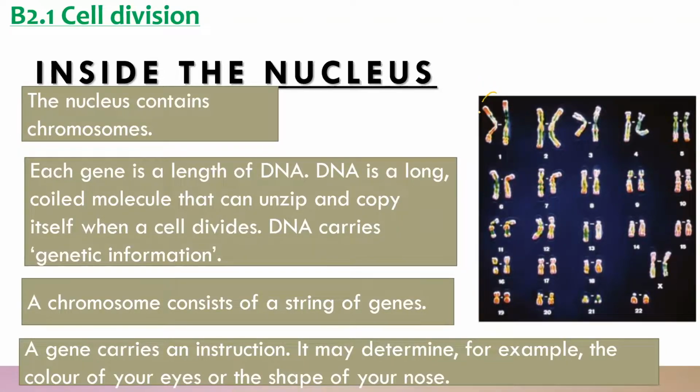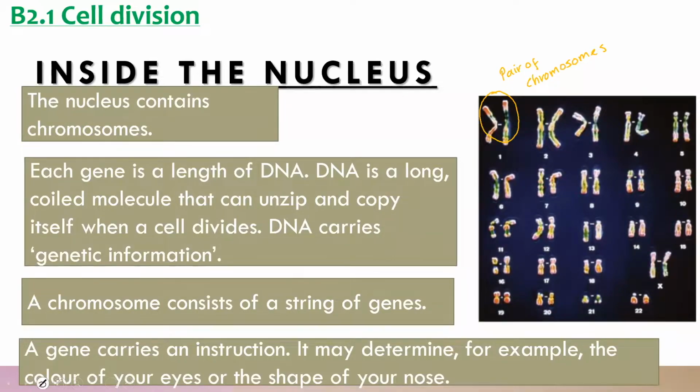So these are chromosomes. This is a pair of chromosomes. They're called chromosomes because the word chromo means colourful, and under a microscope they're quite colourful. So each one is a chromosome, and that's a pair. Often they're aligned in pairs like this.